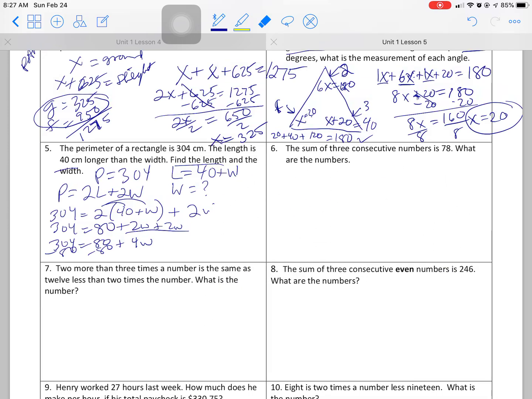All right, answer's on the key there, right? The final answer was length was 96 and width was 56.